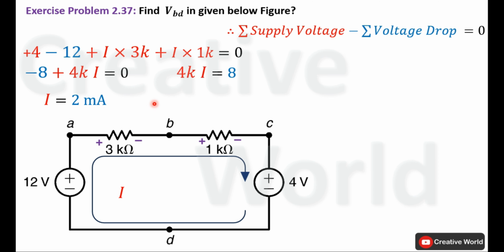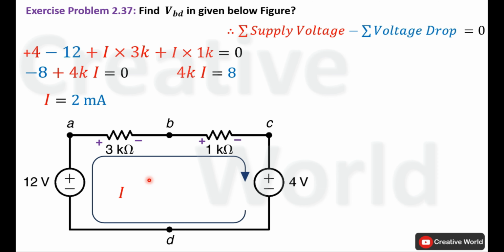We have calculated the value of current I, so we can calculate the voltage across this 3 kilo ohm resistance. Here I would like to share a note. For the calculation of voltage VBD, I am selecting the left half circuit. You may select the right half circuit as well. In both cases, the answers will be the same.